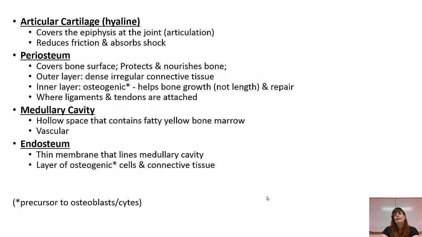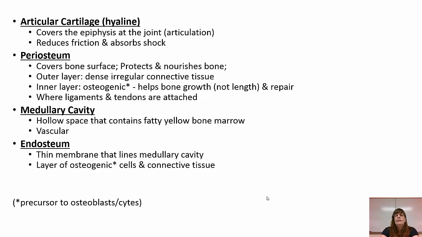Articular cartilage is hyaline cartilage, one of the three types of cartilage, the weakest cartilage, but the most abundant in the body. It covers the epiphyses at the joint, which joints are also called articulations, so it's going to cover the ends of the long bones where the joints meet. It reduces friction and helps absorb shock, and oftentimes it'll wear down over time, so this is why people have a lot of issues with their knees especially, because the articular cartilage on the bones and the tendons and ligaments surrounding the knees start to wear down, which we'll talk about later too.